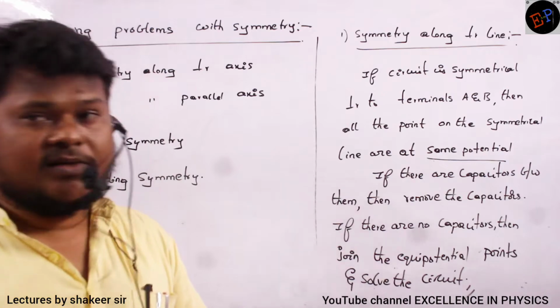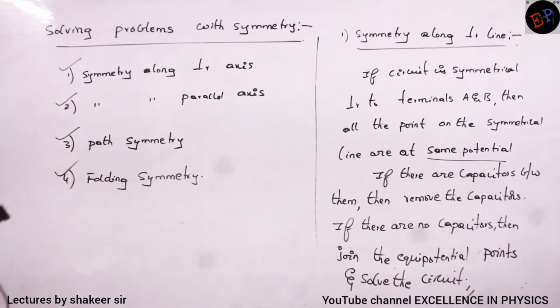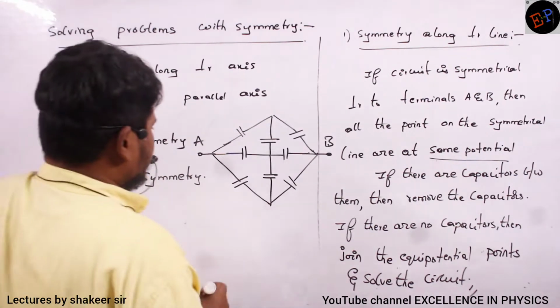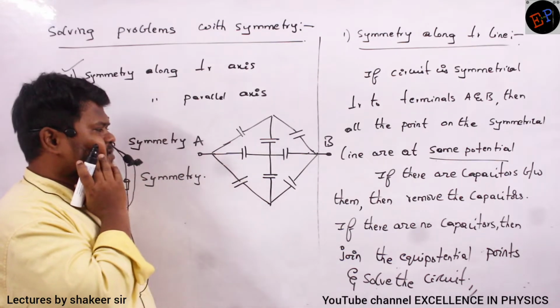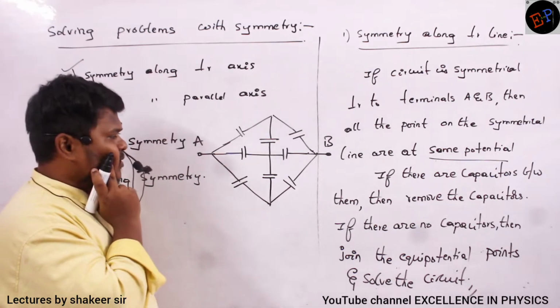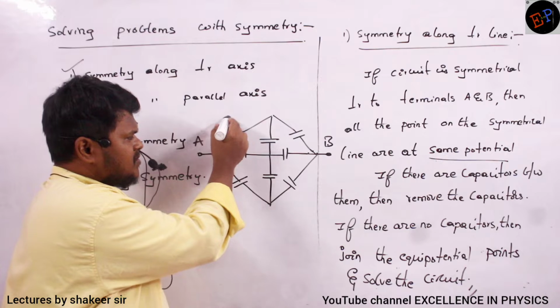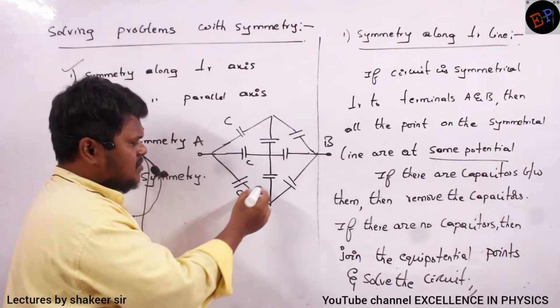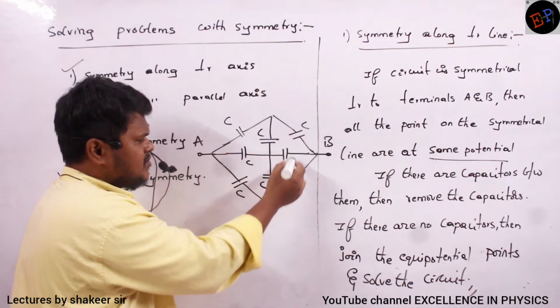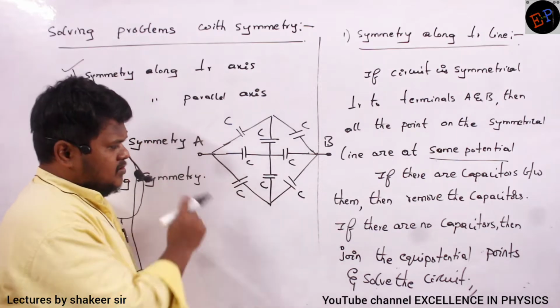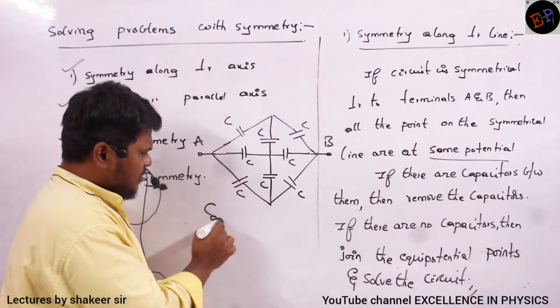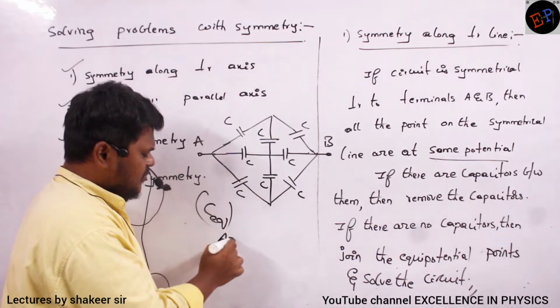Let us write some examples of this so that you can understand. See this circuit. For example, this is one circuit which is given. All the capacitances are C. Every capacitor is C itself. I want to find out the equivalent capacitance between points A and B.